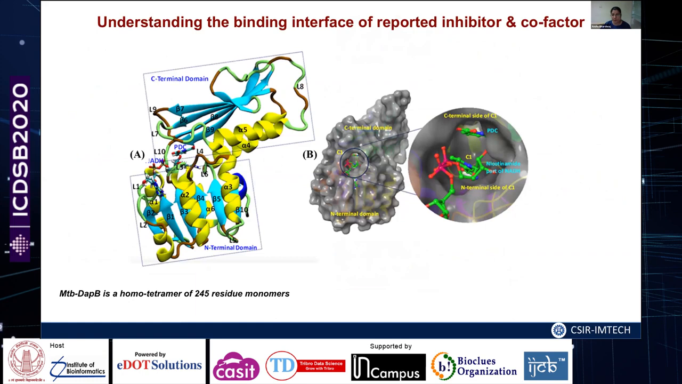And this basically is to provide you understanding of where NAD, the nicotinamide binding part, is and where PDC is. So if you can see, MTB-DAPB is a homotetramer, and what I have shown you here is one monomer. It has the C-terminal and the N-terminal domain, and PDC and the cofactor bind here. Zooming into the cavity, which is C1, you see that PDC is at the C-terminal side of C1 and the nicotinamide part is at the N-terminal side of C1. And what we did, we took PDC, took this part and had an isopropyl linker join the two as our potential interaction features.